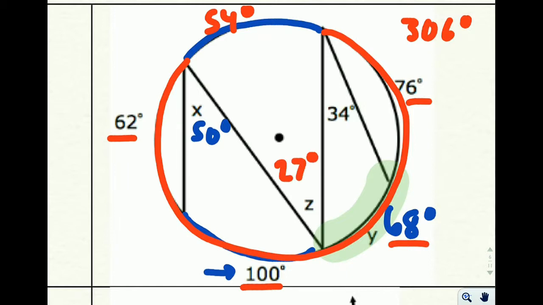So you can always check your work by going back and adding up all the arcs around the outside of the circle to make sure it equals 360. The inscribed angles, if you add those together, there's not necessarily going to be a pattern there because there's no starting point for those. So don't expect these to add up to anything special.